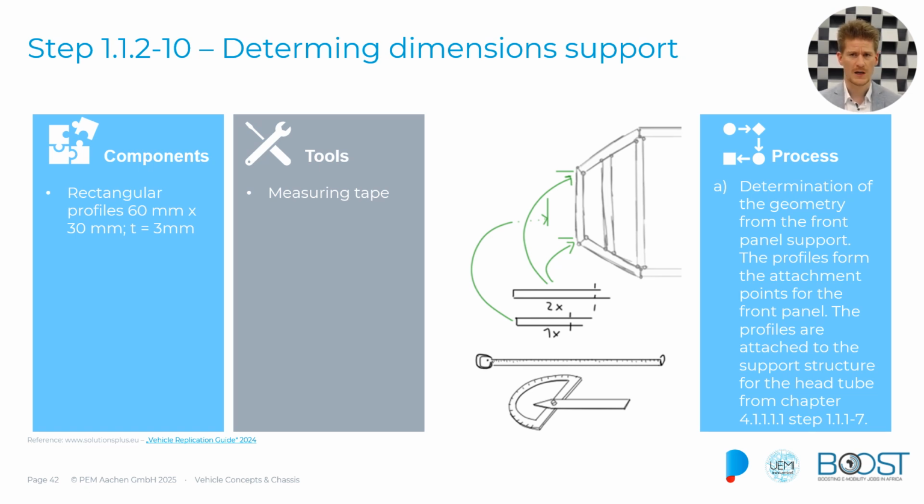Now the base frame is covered, and we are looking at the determining of the dimensions of the support, which we will have at the front. So this is where later on parts of the driver compartment will be mounted on, but also the steering fork. Again, we will use the rectangular profiles that we will now cut in the following process, as you could imagine. Again, 60 by 30 millimeters and a thickness of 3 millimeters, so there is no variation within the profiles we're using. We need the measuring tape, and again we will determine the geometry according to plan, and we'll look at the attachment points that we will want to have.